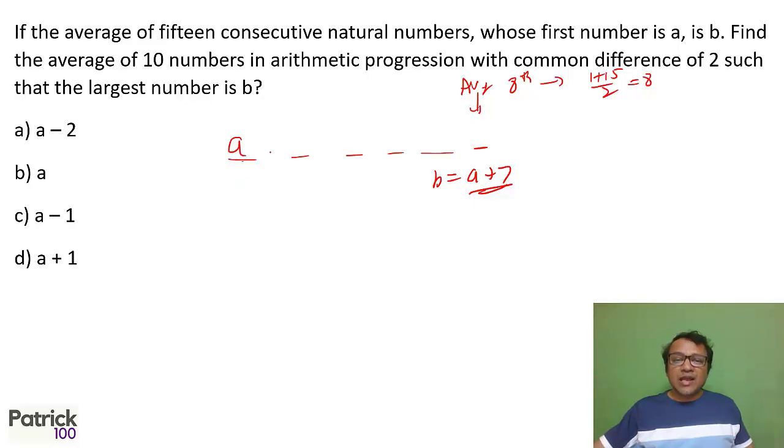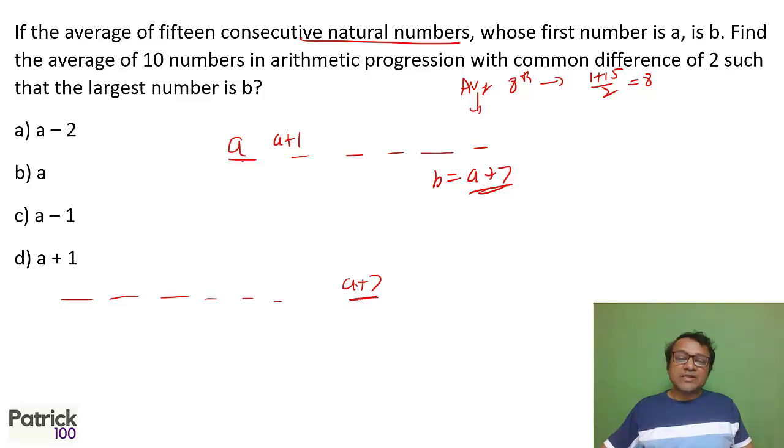Right? If the first number is A, the 8th number will be A plus 7, because they are consecutive natural numbers. So A plus 1, A plus 2, up to A plus 7. Now the average of 10 numbers: the common difference is 2 and the largest number is A plus 7.